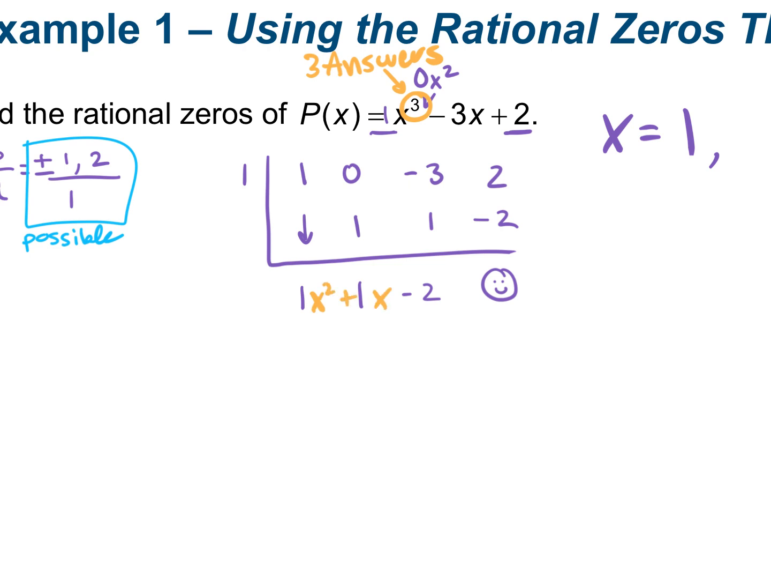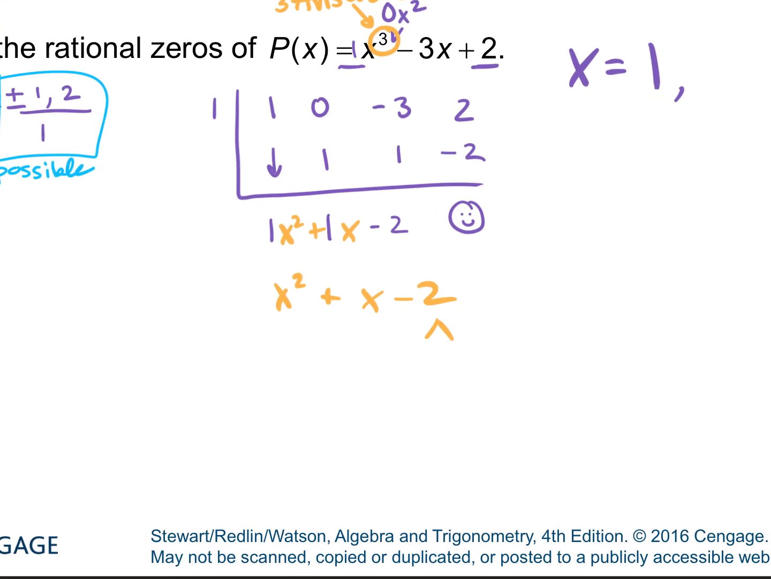You can do the P over Q again here if you wanted to, or if it's an x squared, you could just factor it. So let's see if x squared plus x minus 2 factors. What are 2 factors of negative 2 that add to 1? 2 and negative 1. So this would be x plus 2 and x minus 1.